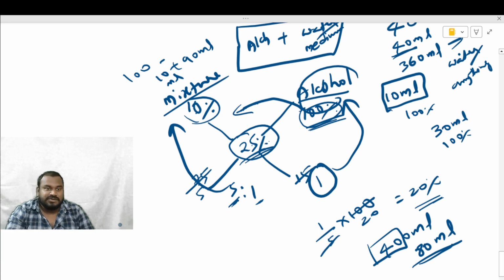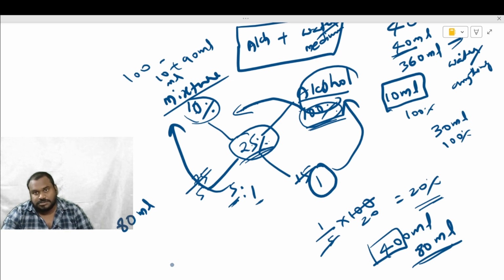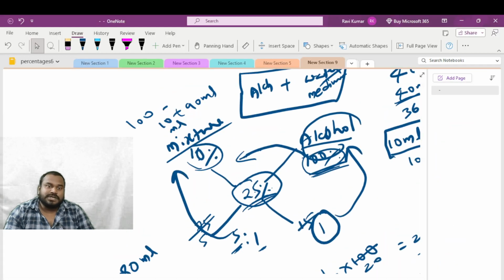Let's see, I will check now. So 80 ml I have added. Okay. Now, how much did it become? Then I add 80 ml into the mixture.